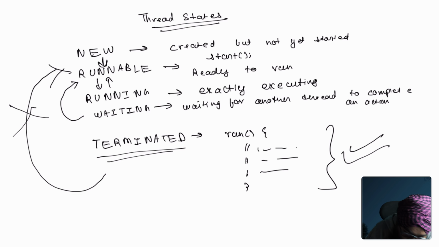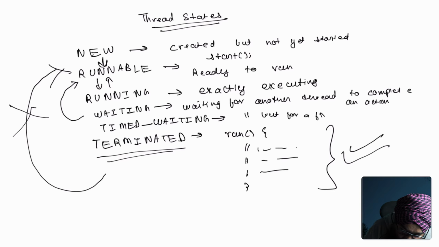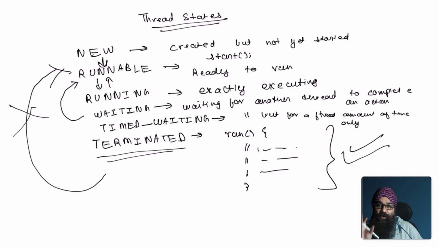Now there is an extension of this waiting, which is timed waiting. In this state also the thread is waiting, but only for a fixed amount of time. Then it will automatically go back to the runnable state. So these are the common states in Java. We will understand them more when we understand synchronization and locking. But yes, these are the common states in Java.